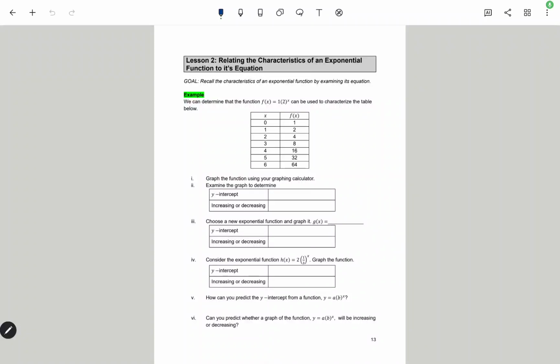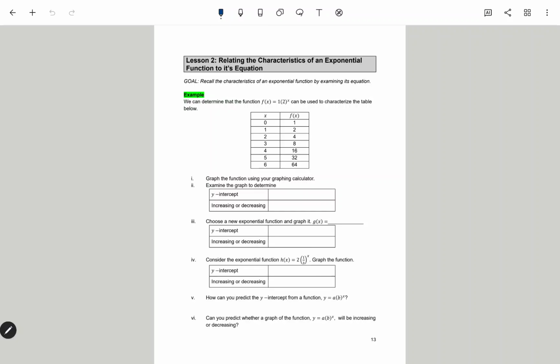Right, lesson 2, relating the characteristics of an exponential function to its equations. So we're going to recall the characteristics of exponential functions by examining the equation this time. Lesson 1 was about the graph. Lesson 2 is about the equation.